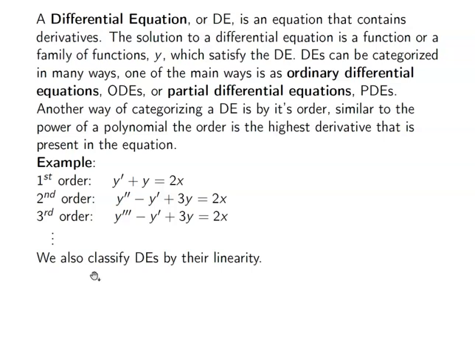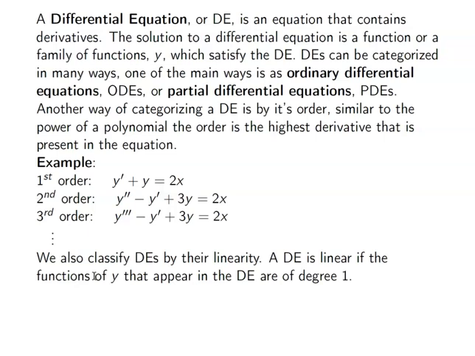We also classify differential equations by their linearity, okay? So again, that falls into two categories. It's either linear or it's not linear. So what does it mean by linear? Linear means that the functions of y that appear are at most a degree of one. Again, degree, not order, okay? So these are linear, right? Because the highest degree of y that shows up is just y to the first power.